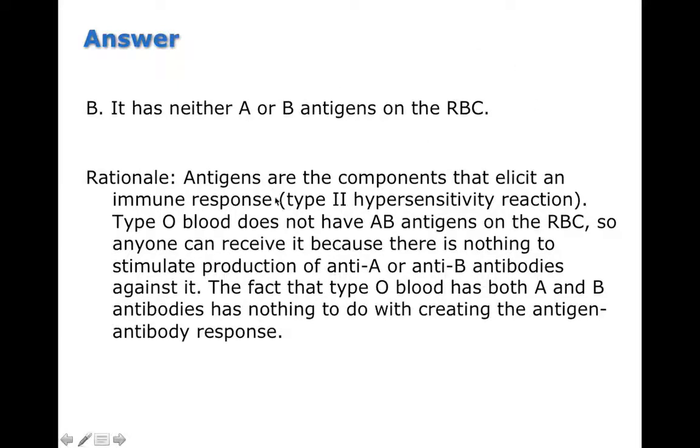So, remember, antigens are components that elicit an immune response, like in a type 2 hypersensitivity reaction. So individuals who might be exposed to a foreign antigen can begin to produce antibodies against that antigen. Now, because type O blood doesn't have A or B antigens, anyone can receive it because there's nothing to stimulate the production of antibodies that attack that blood, right? So the fact that type O blood has both anti-A and anti-B antibodies doesn't really generate an antigen-antibody response. You might get type O blood, and an individual might already have preformed anti-A or anti-B antibodies, but there aren't enough of those to cause a problem in the recipient's body.